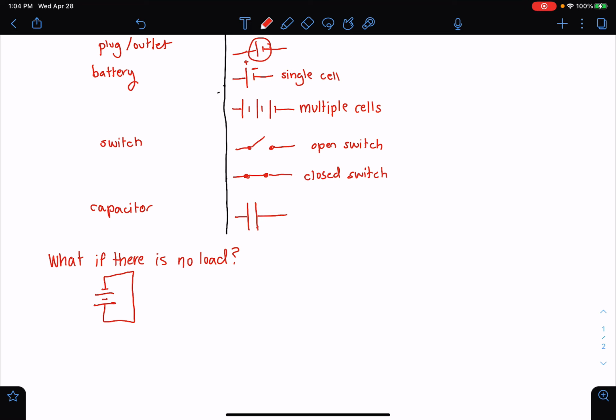So if there is no resistance, what that does, according to Ohm's law, if you have a really, really small resistance and you're dividing the voltage by a really small number, what that can actually do is increase the current to a very high amount. So if you don't have a load in your circuit, it can create a very dangerous situation where the amount of current can become unsafe. This is called a short circuit.